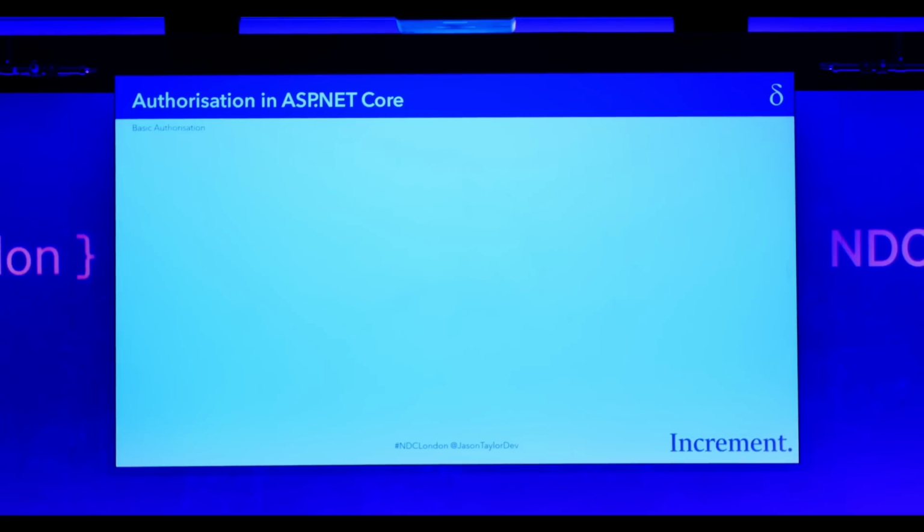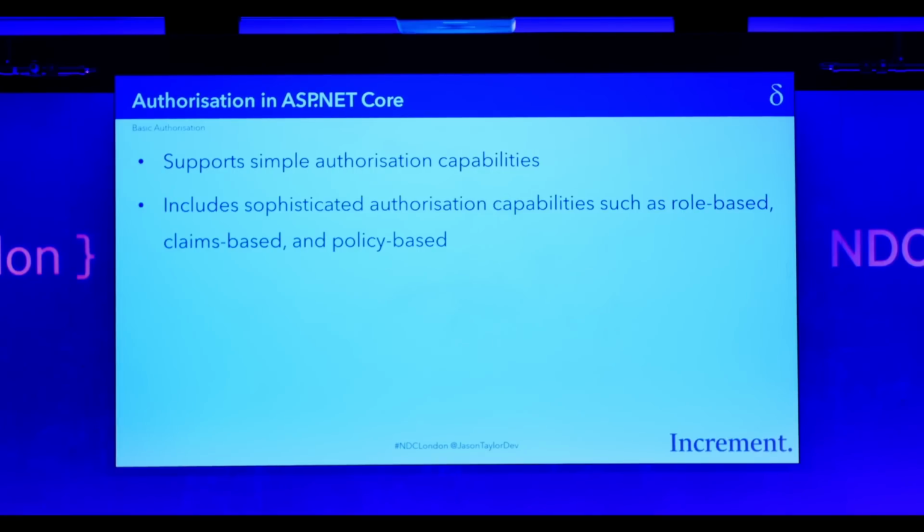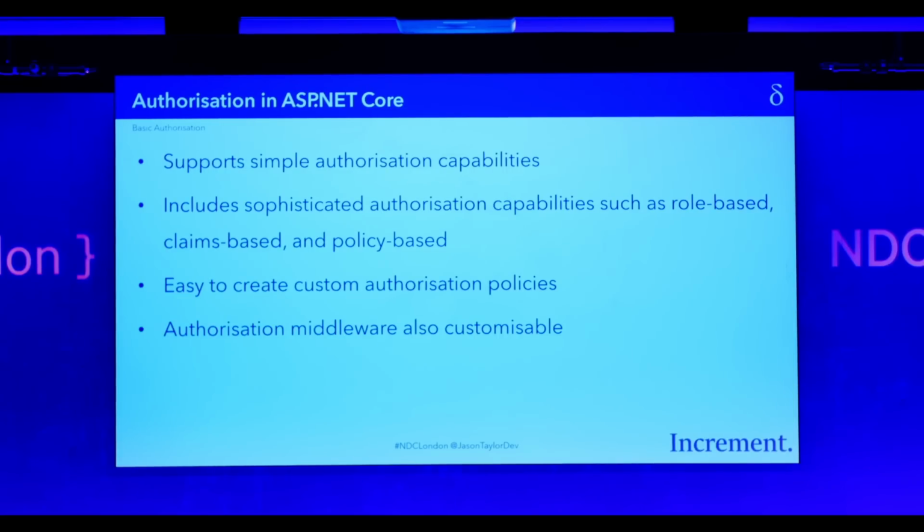Before we get started, we'll have a little bit of background information on authorization with ASP.NET Core and then with Blazor WebAssembly. Now, ASP.NET Core, of course, supports simple authorization capabilities, and that includes allowing an authenticated user and allowing an anonymous user. It also includes sophisticated authorization capabilities such as role-based, claims-based, and policy-based. So basic capabilities are very good. It's easy to create custom authorization policies, and what's more, it's also easy to customize the authorization middleware. So you can extend the built-in authorization capabilities to suit your needs.